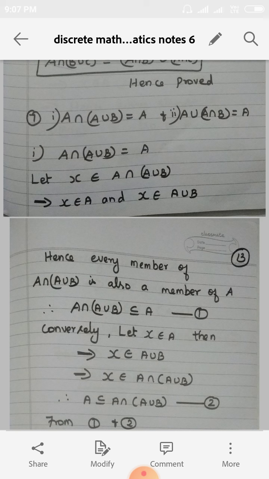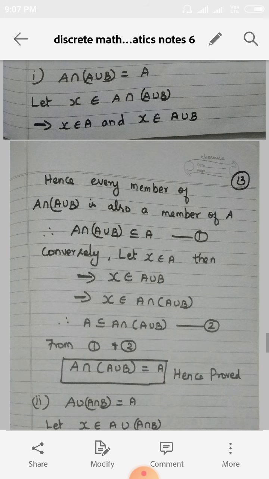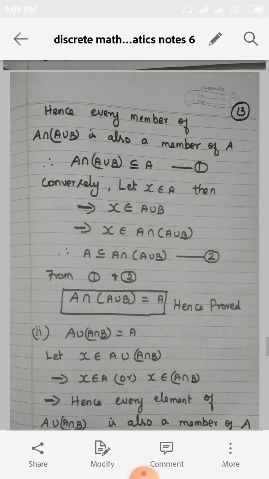is also a member of A. Right. So A intersection of (A union B) contains or is equal to A. Mark it as equation number 1. Conversely, if x belongs to A, it means x belongs to A union B. That is, x belongs to A intersection of (A union B). So A contains or is equal to A intersection of (A union B). That is, A intersection of (A union B) is equal to A.